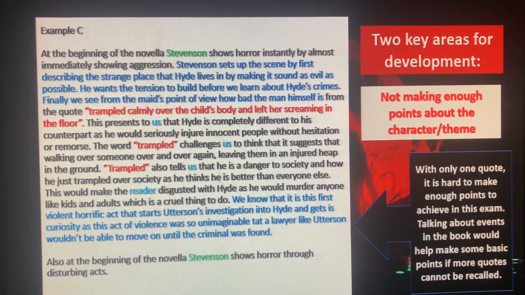At the end, I've added, we know it is the first violent, horrific act that starts Utterson's investigation into Hyde and gets his curiosity, as this act of violence is so unimaginable that this lawyer, like Utterson, wouldn't be able to move on until the criminal was found. I've just explained the answer in a bit more depth, using what I know about the events before and after the quote. Of course, ideally, more quotes would be learned, so I don't have to take this quite drastic step to improve.